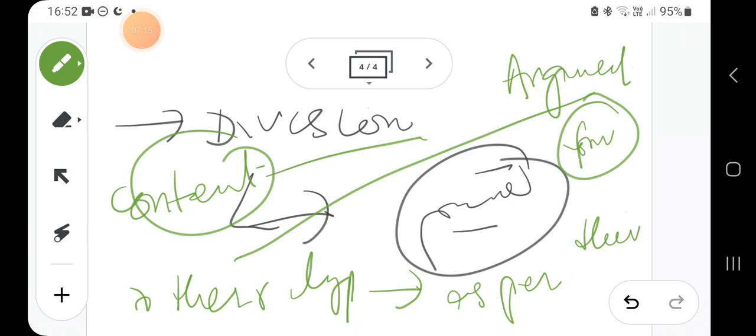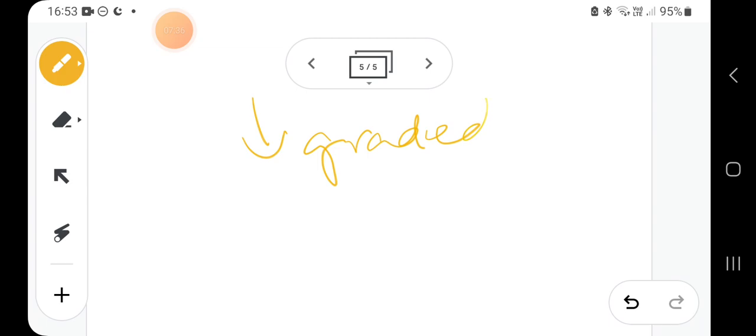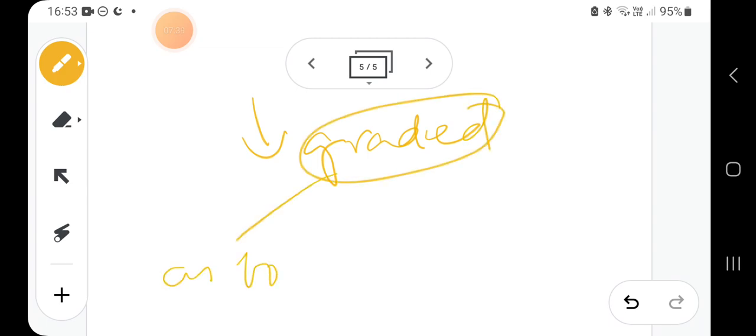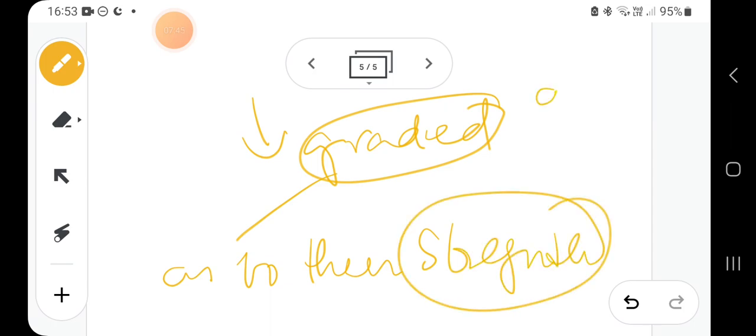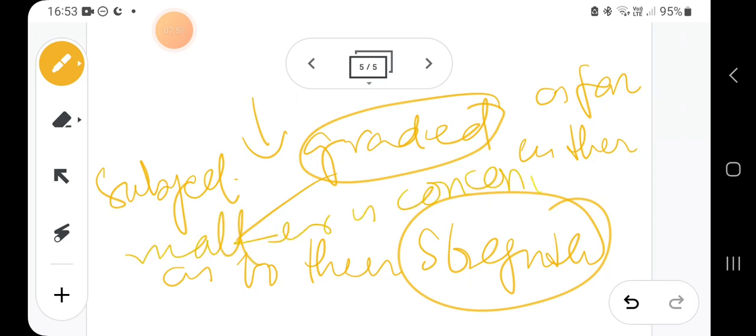Okay, so we are looking at the types of argument. There are different types as far as their subject matter or content is concerned, and then we'll see how different types of arguments can be graded as to their strength as far as their subject matter is concerned. Okay, so we're going to look at that.